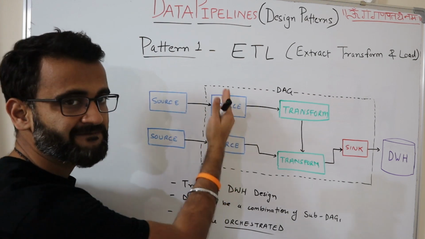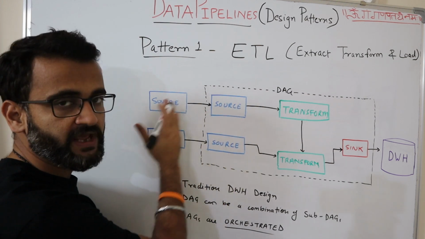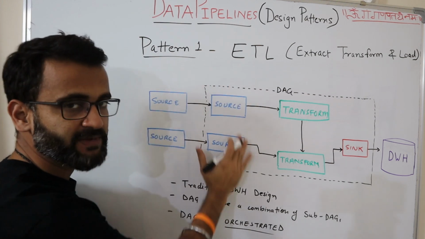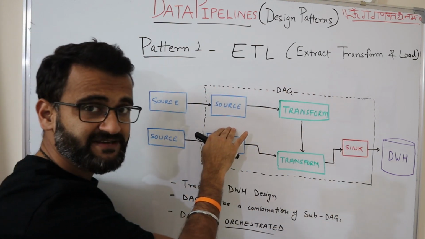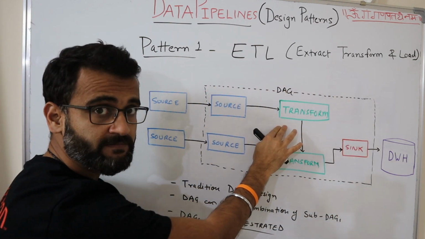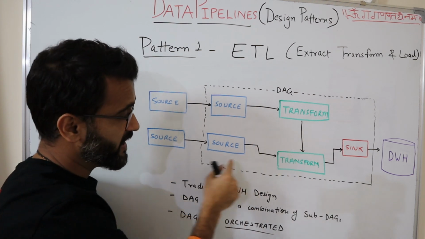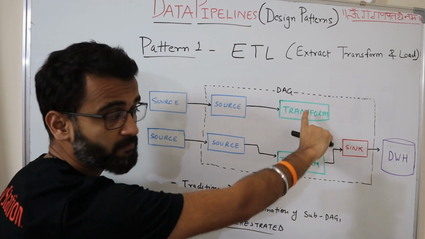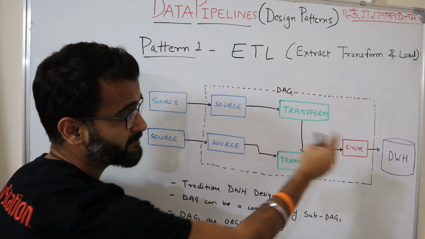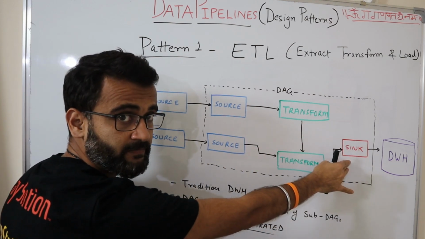So this could be somewhere in your staging area where you take this whole source data and place it somewhere within this DAG design, and then take this data and apply some transformation in green, and again from this particular source you can transform something else, and then you can combine these two transformations and put the data into the sink.